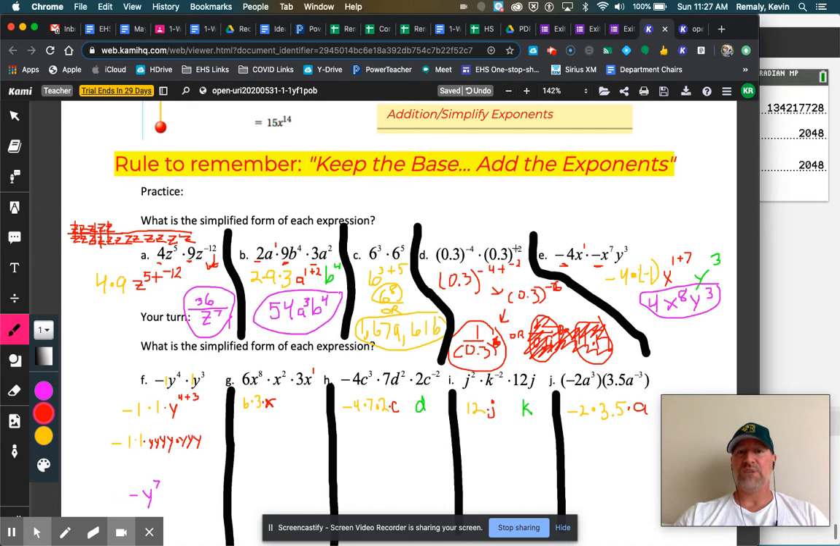So negative 4 plus negative 2, that gives us negative 6. And of course, we can't have negative 6 as an exponent in our answer, so we have to throw that downstairs. 1 over the quantity 0.3 raised to the 6th.